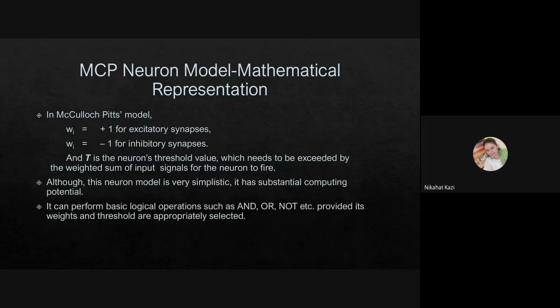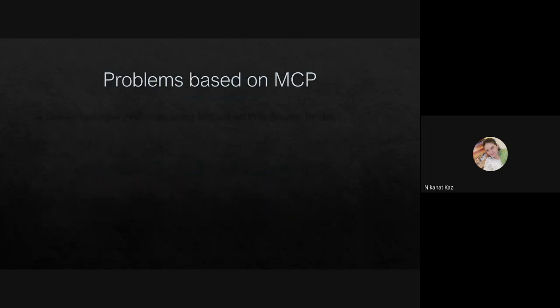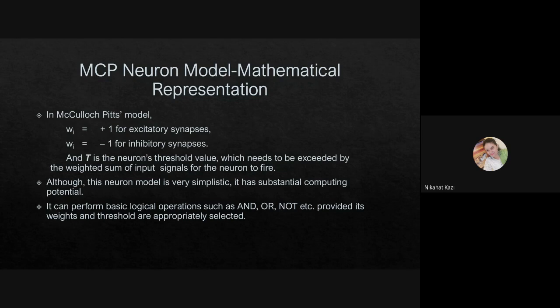So this is a very simple model, but it has a substantial computing potential, and it can perform basic logical operations like AND, OR, NOT, provided that its weights and threshold are appropriately selected. So let us try to model these basic logical operations and other logical operations via this McCulloch-Pitts neuron model.